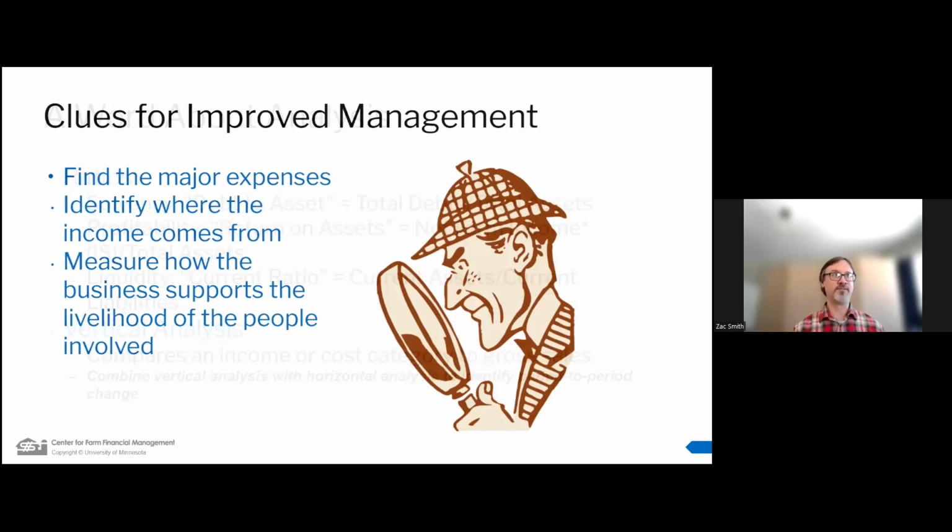And like I was saying, for some clues for improved management, find those major expenses. That's one of the first things that I do with a farm: I look at those expenses and try to find out how we can, and if we can, cut those expenses. And then also on the other end, identify where all the income is coming from, and see if we can build upon the existing income that we're already making.